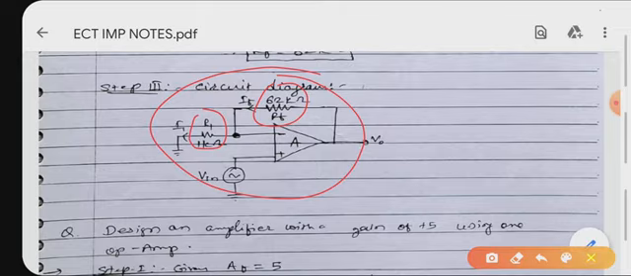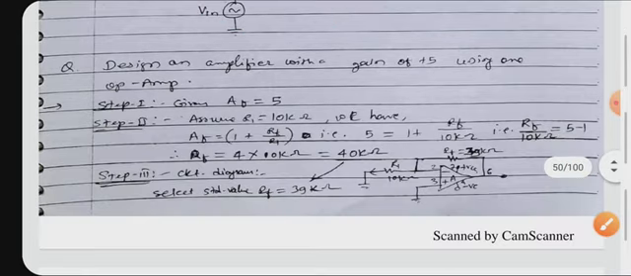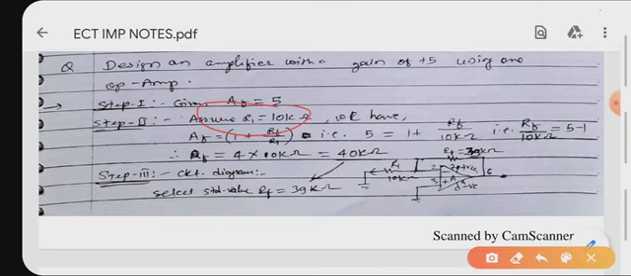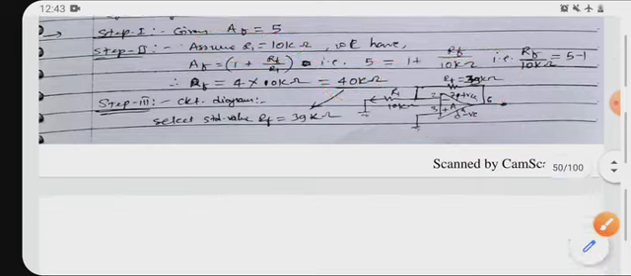Okay, second problem, design an amplifier with gain of plus 5. Same here, the gain AF is given as 5. The resistor values R1 and RF are not given, so both are unknown, therefore you just have to assume any one value. You can assume R1 as 10 kilo ohm, or you can assume RF as 10 kilo ohm, whatever it may be. So by assuming R1 is equal to 10 kilo ohm, you will get the value of RF as 40 kilo ohm. Okay, and finally draw the circuit diagram with all component values.